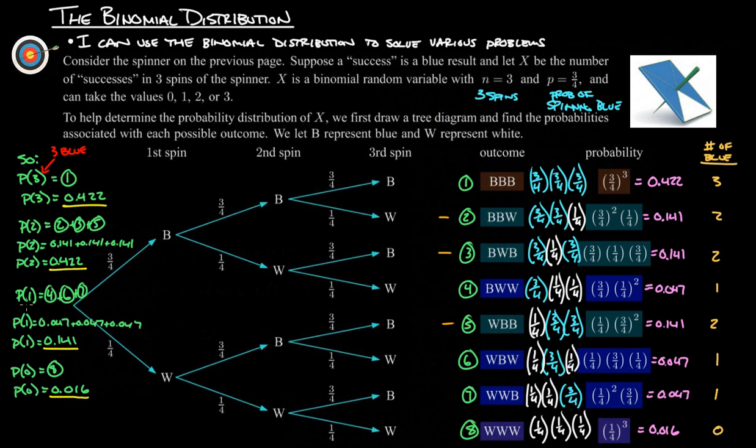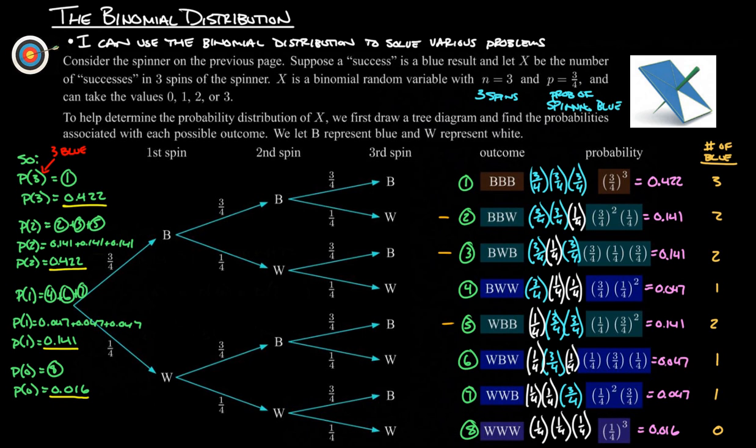The probability of getting just 1 blue is either path 4, 6, or 7, right? So we add those 3 all together to get 0.141, or the probability of getting no blues, the only way we can do that is path 8, which is 1/4 times 1/4 times 1/4, which is 0.016. And these are all rounded numbers here. Okay, so hopefully that's making a little bit of sense.